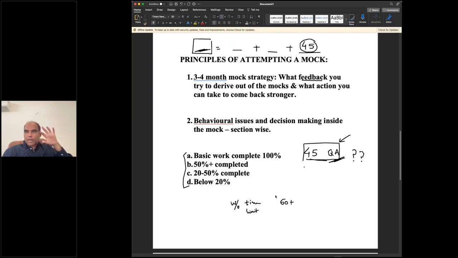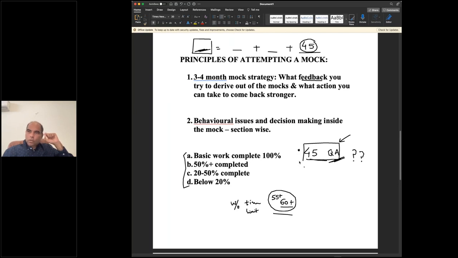If not 60, at least 55. Ideally 60 plus, but at least 55 plus, you should be able to score without time limit. That means you give yourself 60 minutes, 65 minutes, you should be able to score 55 to 60 marks without the strict 40-minute time limit. If you can do that, then you have a chance to get here.